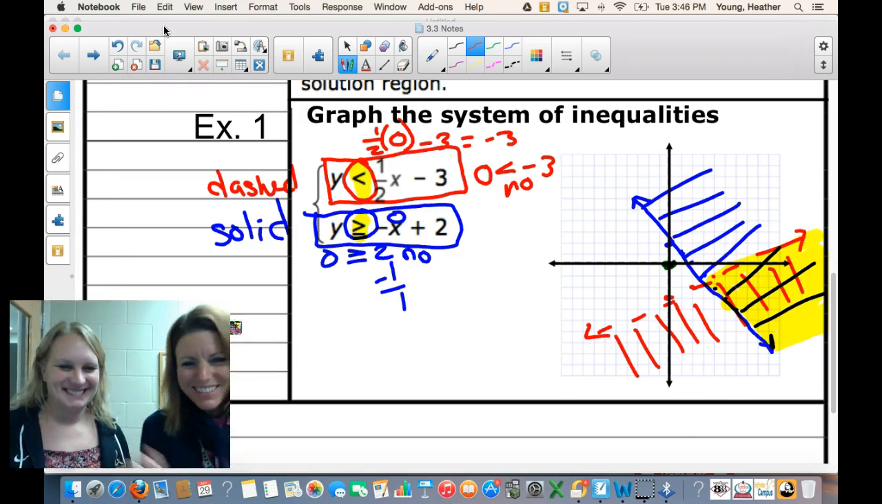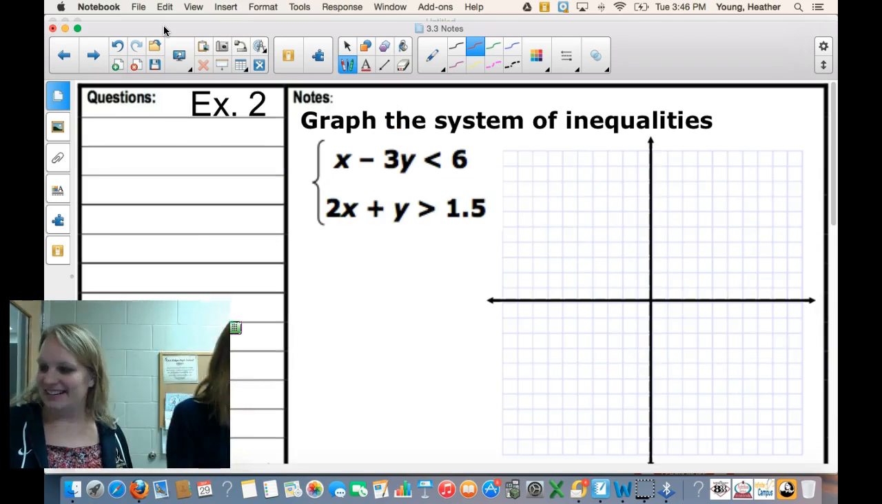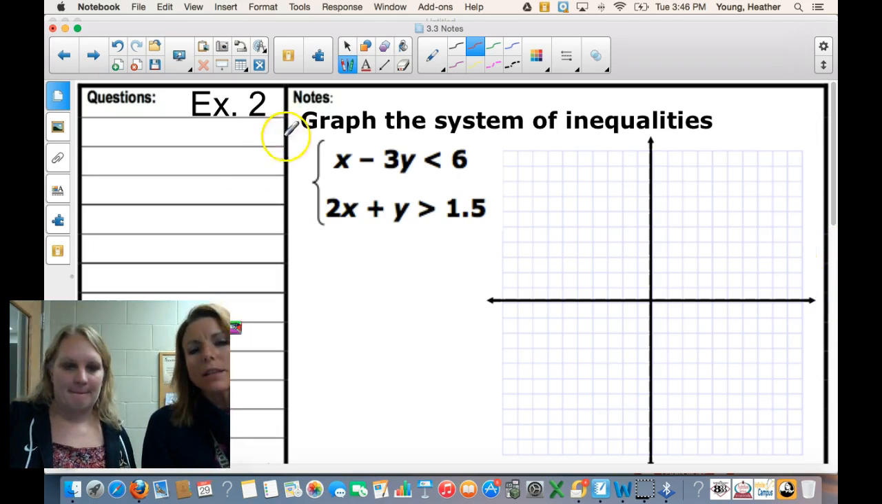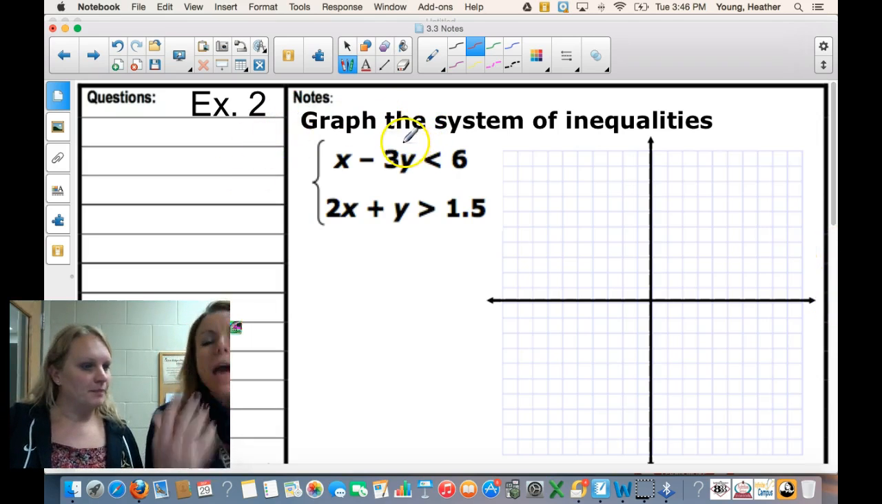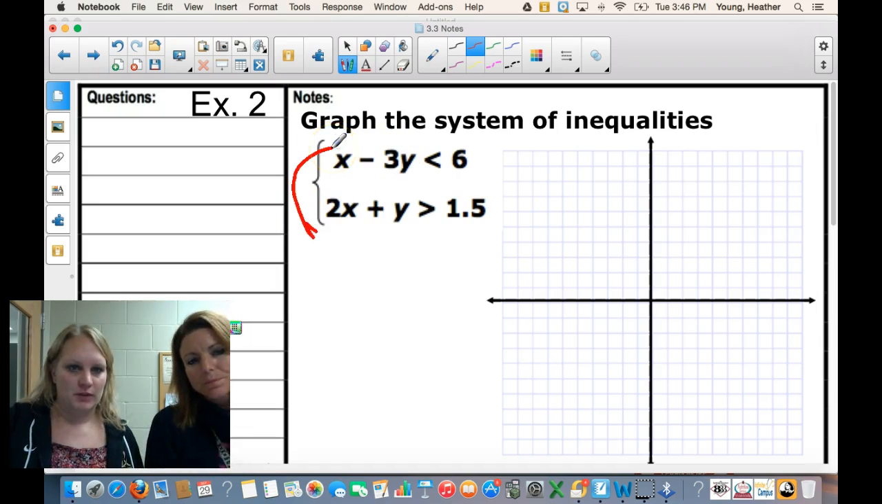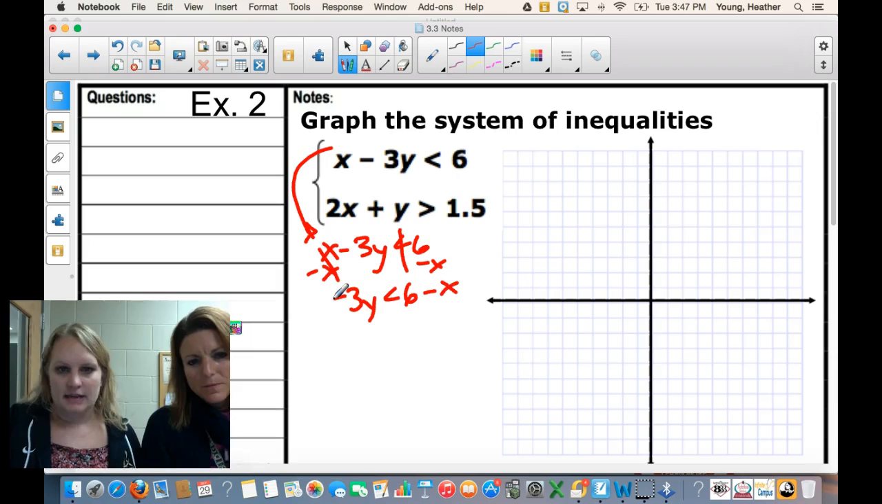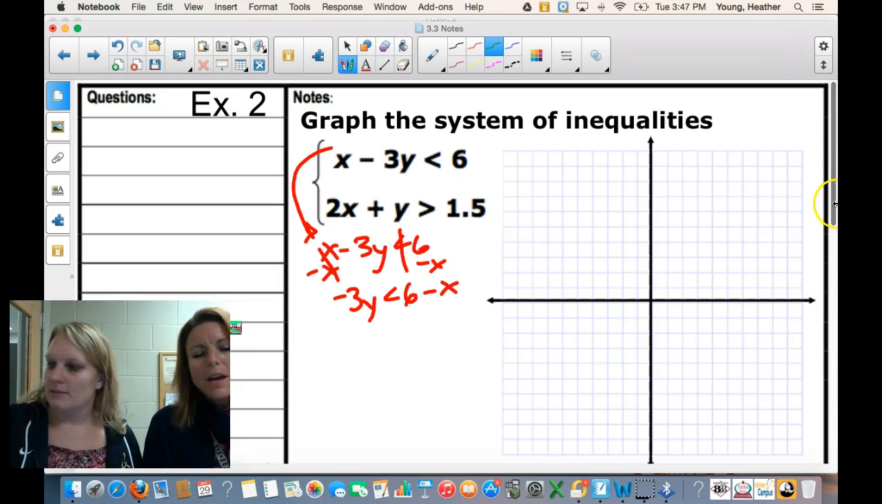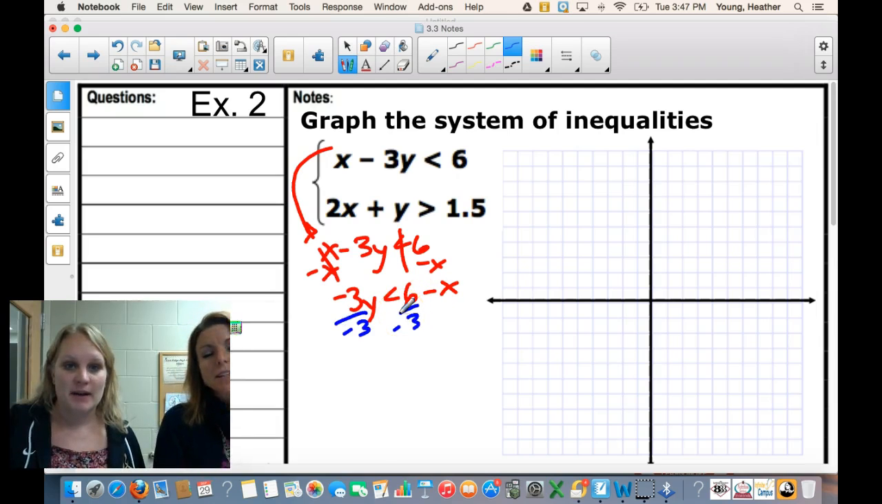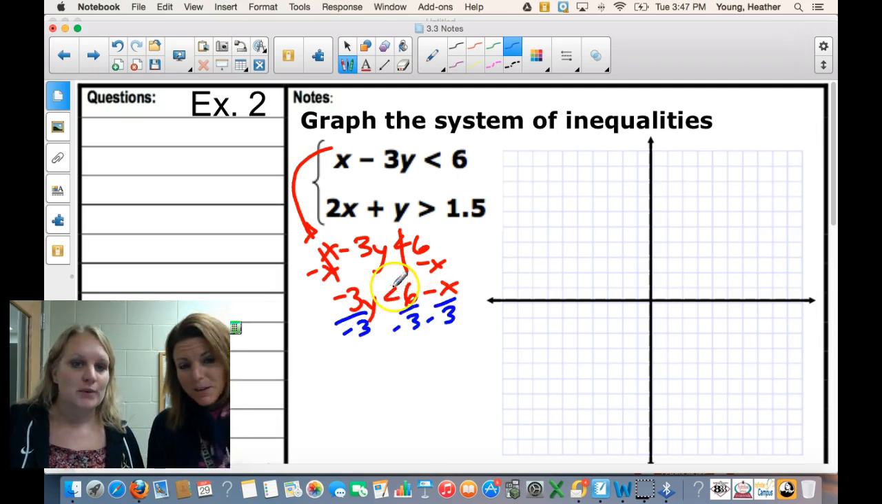Example number 2. I think we have to do this because it's not in slope-intercept form. We have to put it in slope-intercept form, so I'm going to do this down here. So x minus 3y less than 6. I'm just going to get y by itself. So I subtract an x, and I get a negative. Don't forget that negative. Negative 3y less than 6 minus x. Now I have to divide everything by -3. Remember, anytime you divide by a negative, what happens to the inequality? You have to flip the inequality.